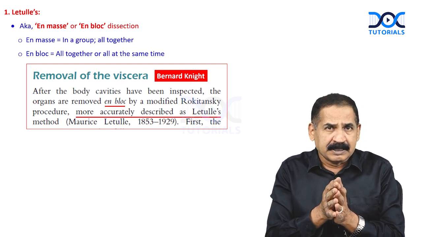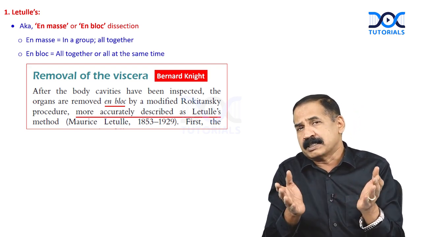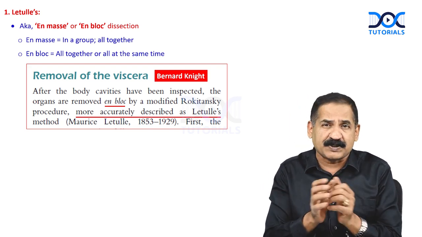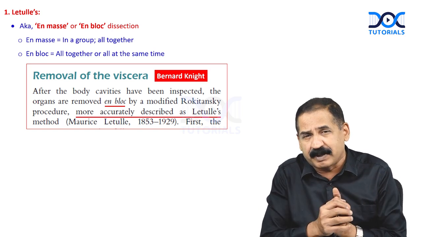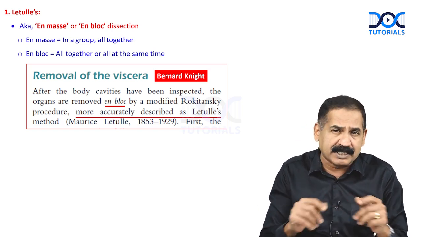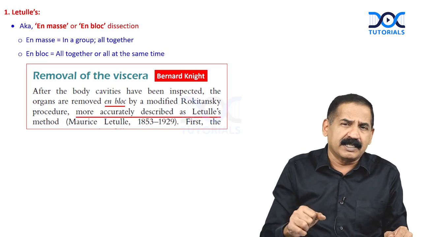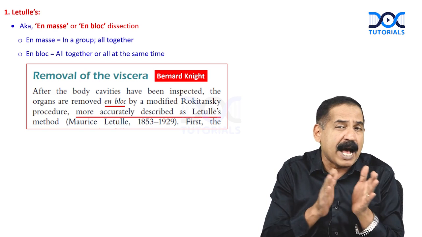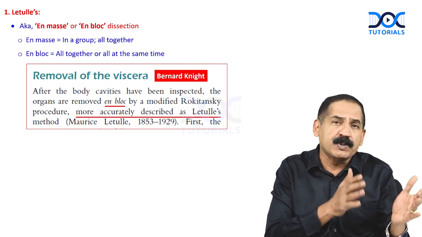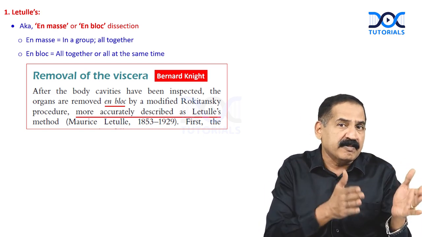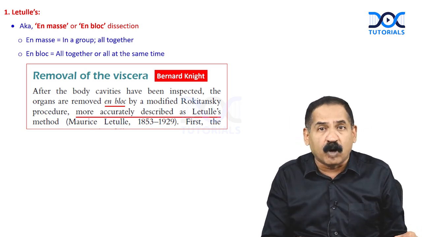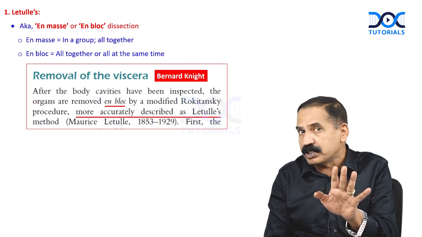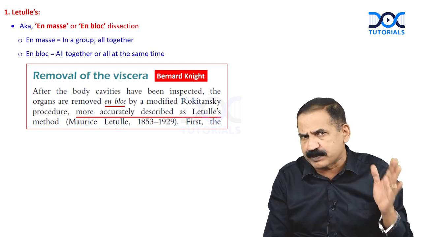And sometimes some books mention en-block as Gauss dissection. That's why I'm showing you the reference from Dr. Bernard Knight's textbook of Forensic Medicine, where he has mentioned clearly en-block, by a modified Virchow procedure, more accurately described as lettuce. That means lettuce is also known as en-masse dissection technique or en-block dissection technique. Again, I repeat, en-block is not Gauss technique as many Indian textbooks have given.